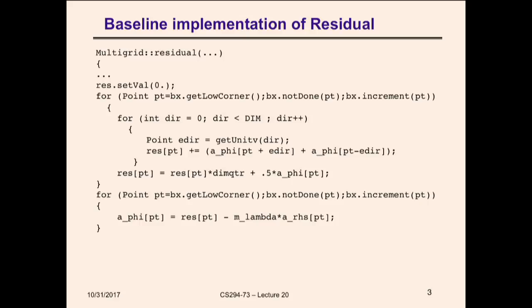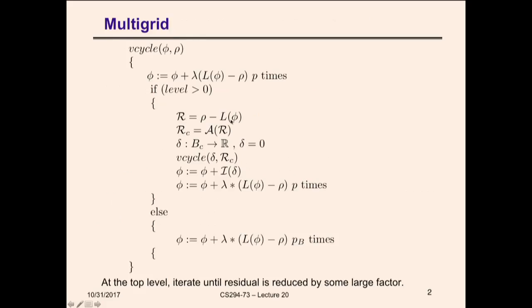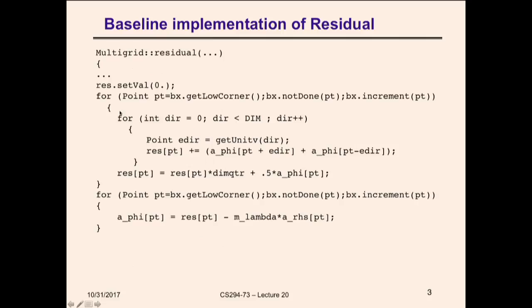So here's your baseline implementation of your residual. This is just this one line here. We have a member function of multigrid called residual, which takes arguments. There are some small errors here, don't worry about them. That should be A_res, not res.